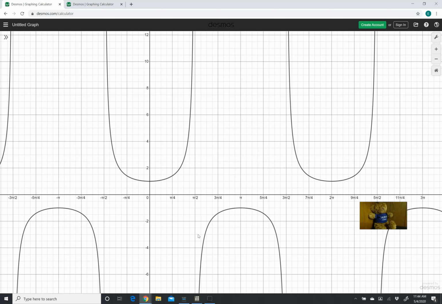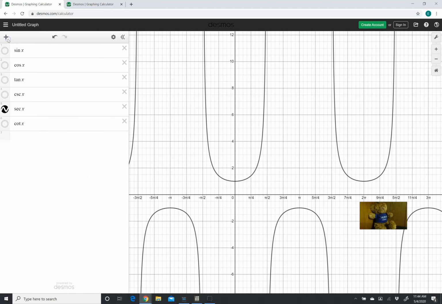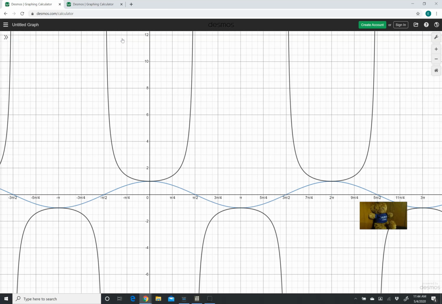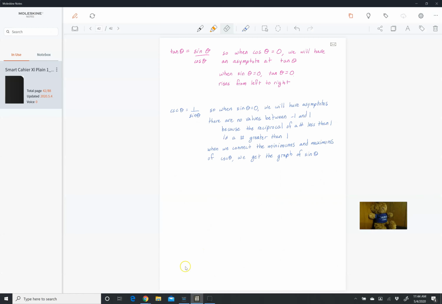So that's its way to distinguish between cosecant and secant. Once again, there are no values between -1 and 1. Okay, again, that makes sense. Cosine is a number that's less than 1, so secant would be a number that's greater than 1. And if we connect the minimums and the maximums of secant, we get the cosine graph. So these are things that help you distinguish the graphs from one another. Okay, so let's write that down.